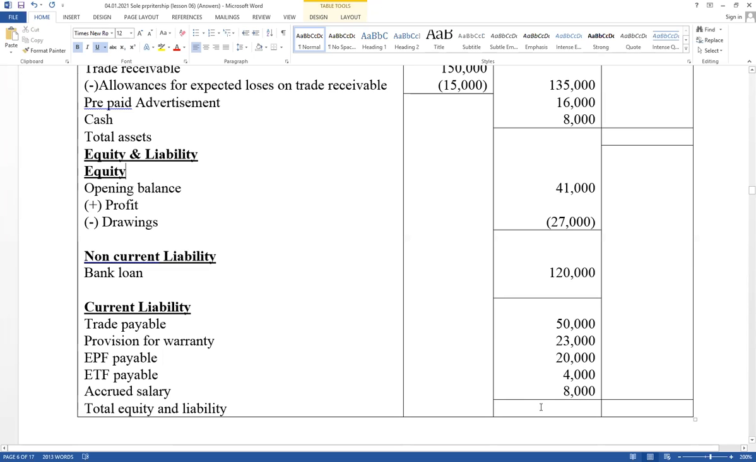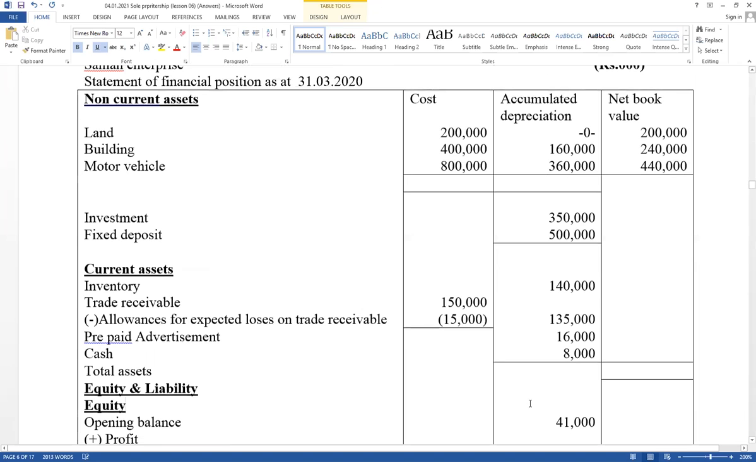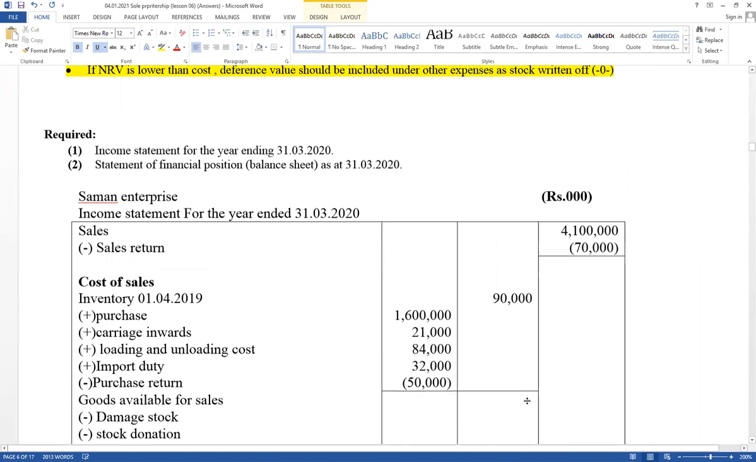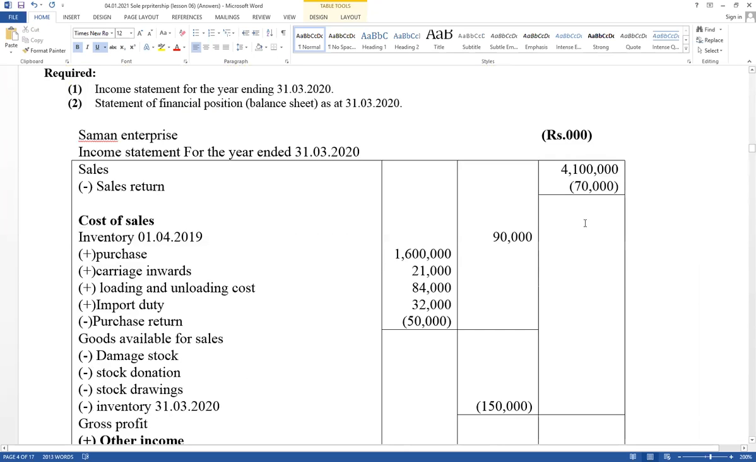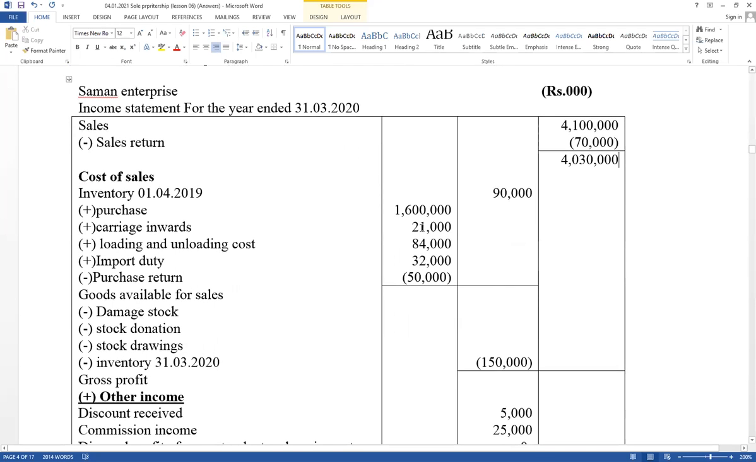Then profit and loss should be calculated by completing the income statement. Now think what income statement. Sales minus sales return. Take the answer. Therefore, here value equal 4,030,000. Now you have to calculate profit and loss. Sales minus sales return. Then think about this one. Total value should be included second column. Purchase, carriage inwards, loading, unloading, import duty. Take total value, deduct purchase return, take answer second column.